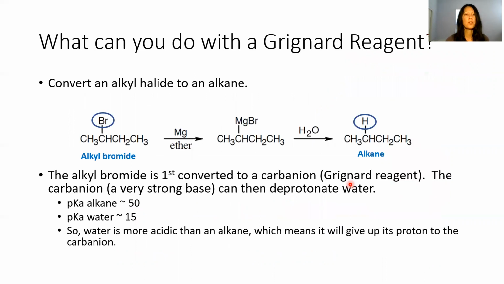What can you do with a Grignard? Basically, one of the simplest things you could do is convert an alkyl halide to an alkane. There are sometimes we need to do this or want to do this. As chemists, sometimes we have a bromine or some other halogen there that was a handle, or maybe it was there and we don't want it there anymore. So what we can do is overall take an alkyl bromide and convert it to an alkane, where the bromine is converted to an H. The way we do that is pretty straightforward.